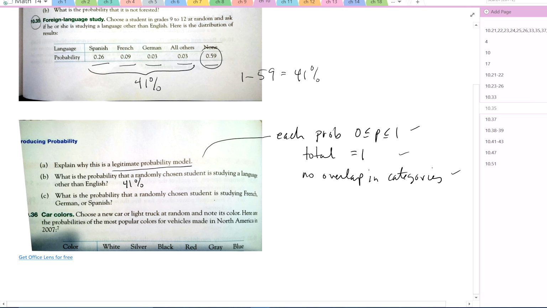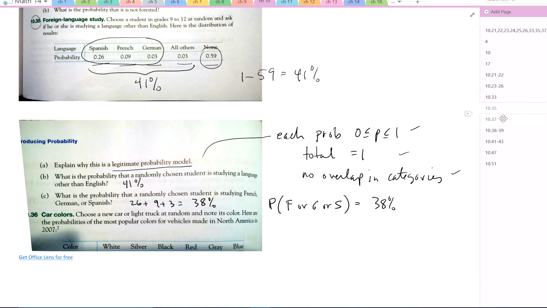And what's the probability that a randomly chosen student is studying French, German, or Spanish? French, German, or Spanish is going to be 26 plus 9 plus 3, which is 38%. All right. And we're going to learn coming up that the way we write that mathematically is probability of French or German or Spanish. So we've actually talked about this notation in class. Probability of that equals 38%.